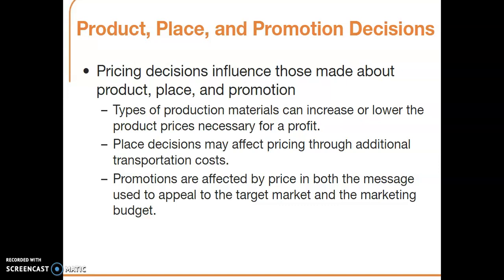Types of product materials can increase or lower product prices necessary for profit. So sometimes if other factors lead to increasing prices, they might change the production material in order to keep prices down. Place decisions may affect pricing through additional transportation costs. So you might not want to sell a product in a certain place because it might cost more to get it there. And promotions are affected by price in both the message used to appeal to the target market and the marketing budget.